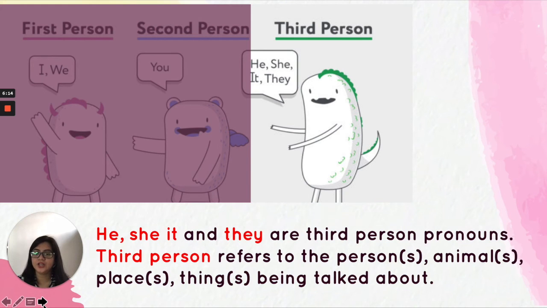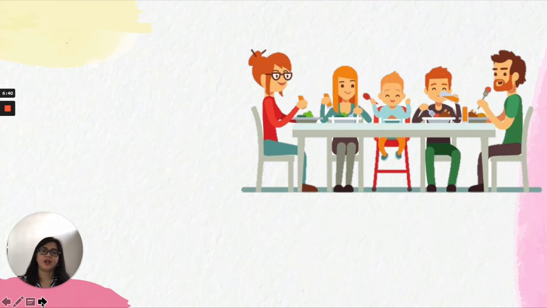Third person, he, she, it, and they are third person pronouns. Third person refers to the persons, animal or animals, places, or place, thing or things being talked about. Okay? So if you are not part of that group, so the two monsters here are talking to each other, but you're outside of their communication bubble, then you are the third person, you're talking about them.